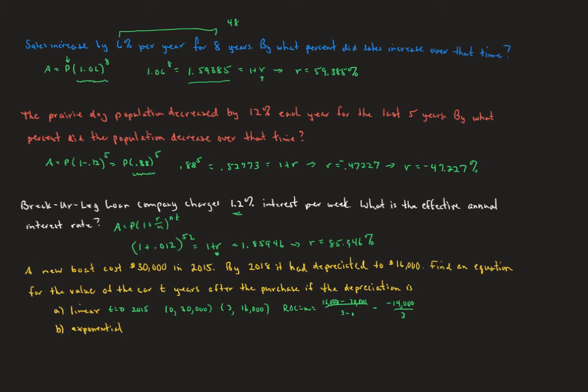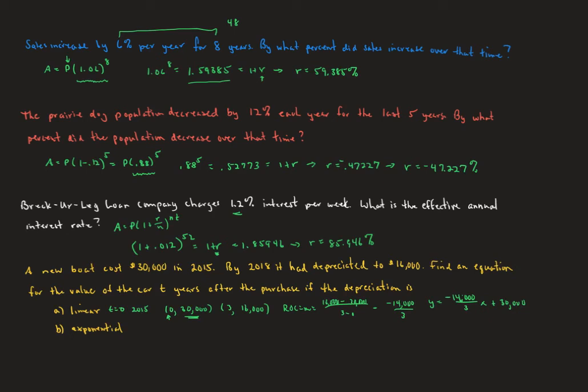And since we are given the value at time 0, that's actually our y-intercept. So we can say that y is equal to negative 14,000 over 3 times x (or t, I'll go with x), plus the 30,000 that was the value at time 0. So there's our linear model.